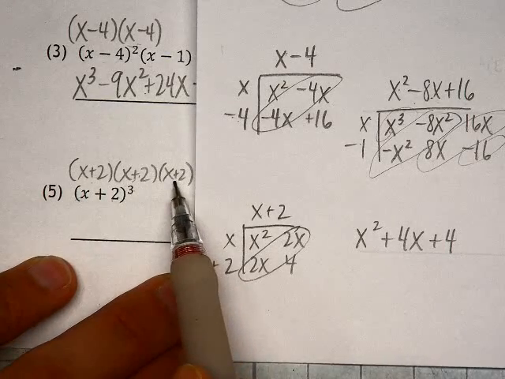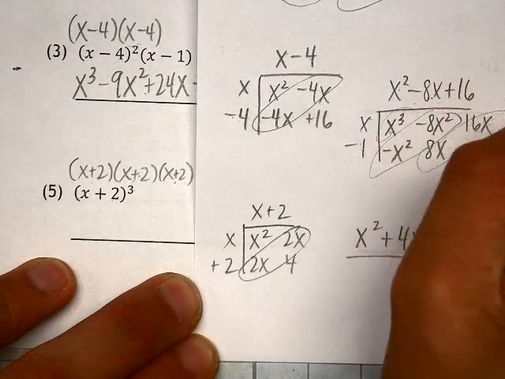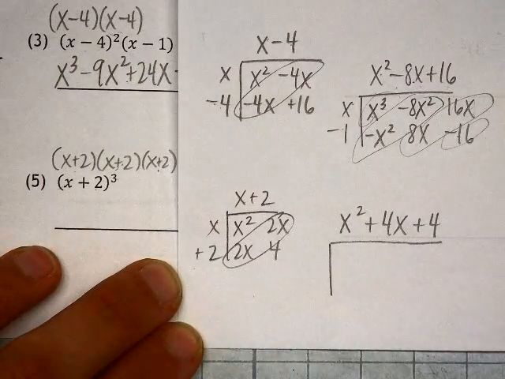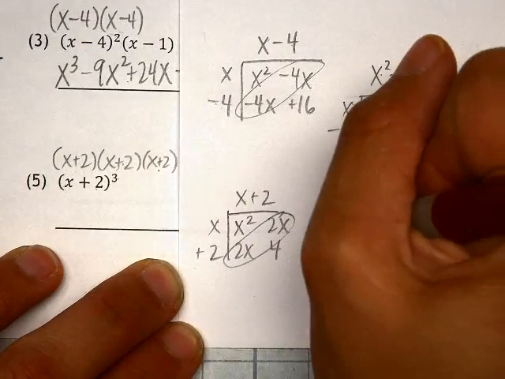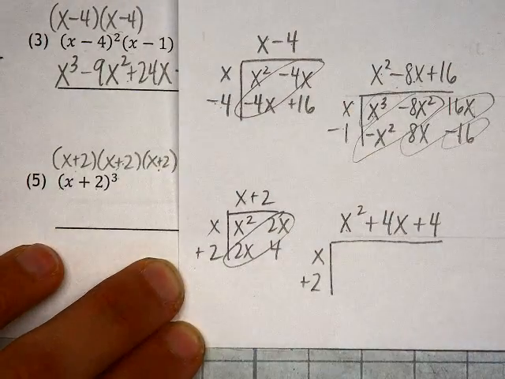That, of course, is just the first 2 terms multiplied together, but I still have another x plus 2 that I need to multiply, so I'll turn this next piece into another rectangle with the original product of the first 2 on the top and the remaining x plus 2 now on the side.